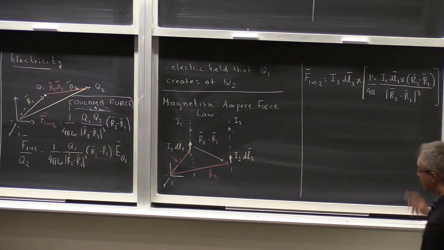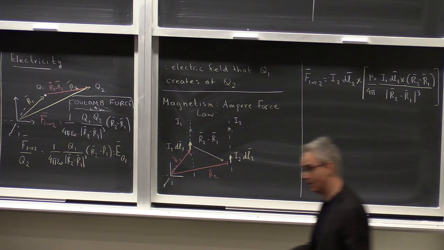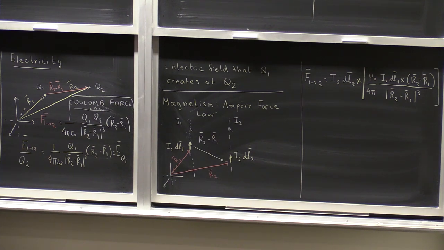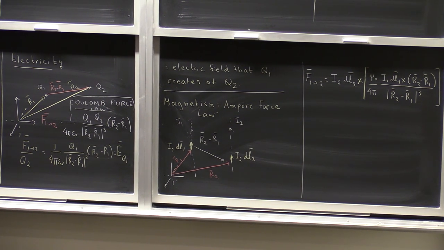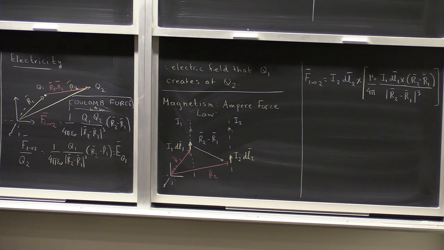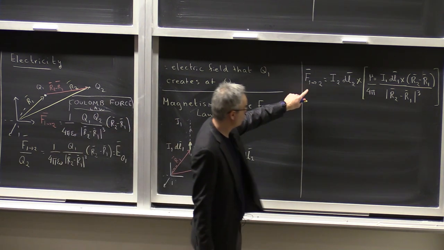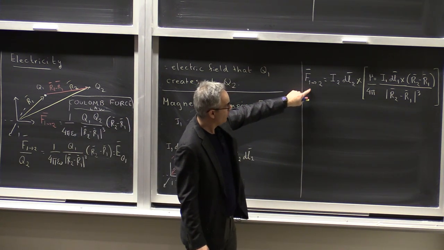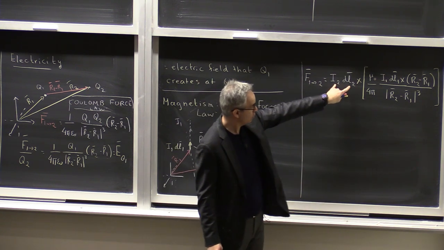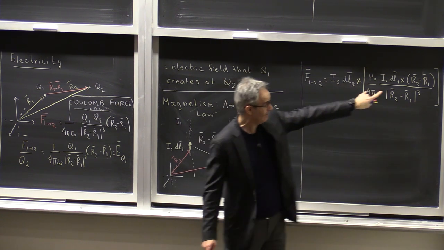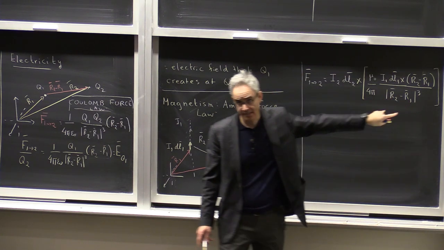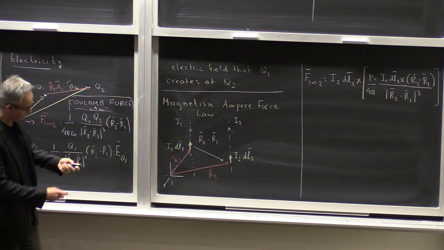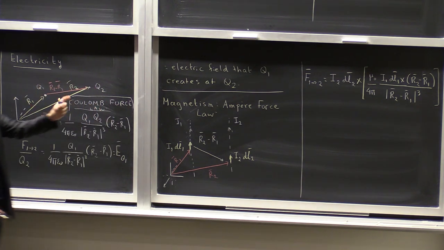Okay? So here you see a vector operator, the cross product, that enters in this expression, and that basically means that the force that we observe will be perpendicular to both the first current and this expression right here. We will see more specifically how this plays out in different specific examples. Before I get there, let me just bring up the analogies.